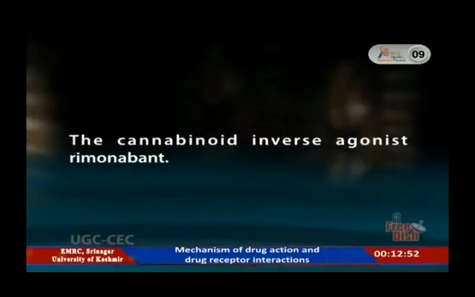Inverse agonists exert the opposite pharmacological effect of a receptor agonist, not merely an absence of the agonist effect as seen with an antagonist. An example is the cannabinoid inverse agonist rimonabant. A co-agonist works with other co-agonists to produce the desired effect together. NMDA receptor activation requires the binding of both glutamate and glycine or D-serine co-agonists.